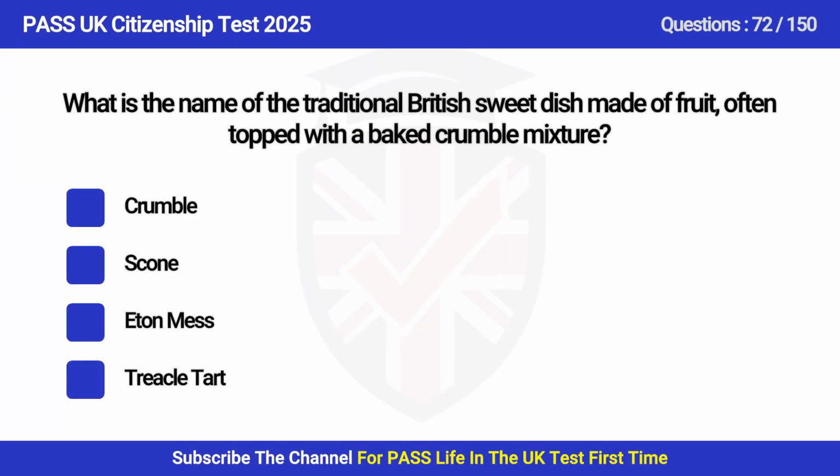Question 72. What is the name of the traditional British sweet dish made of fruit, often topped with a baked crumble mixture? A. Crumble, B. Scone, C. Eton mess, D. Treacle tart.